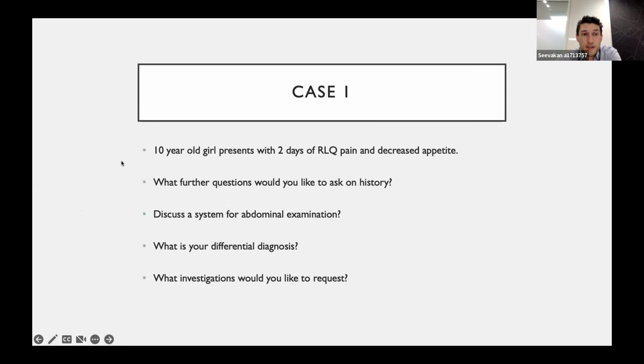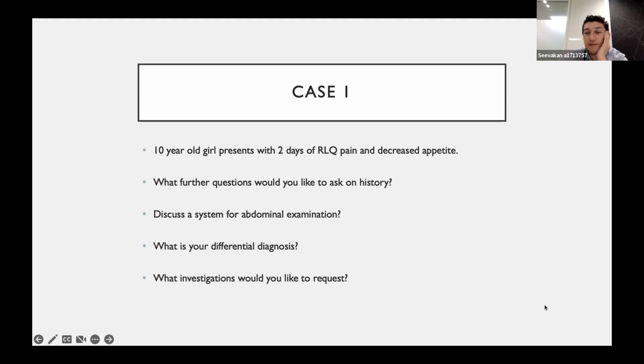So the first case is of a 10-year-old girl who presents to the emergency department with 2 days of right lower quadrant pain and decreased appetite. The first question to ask you is: what further questions would you like to ask when taking a history from this young girl?